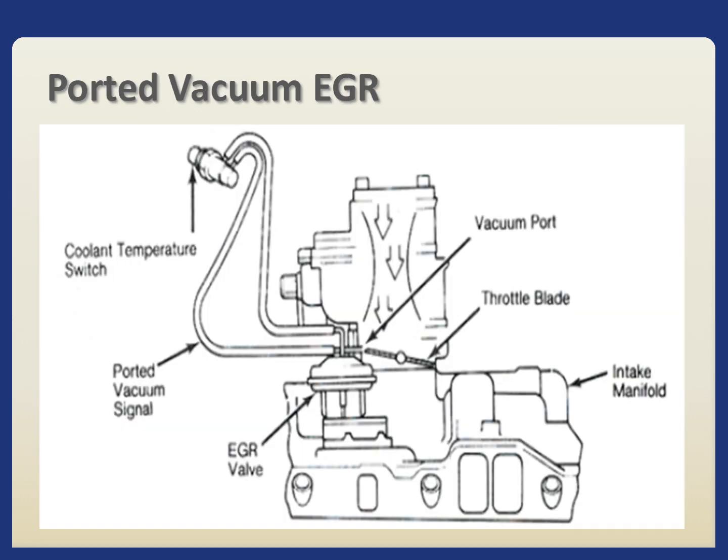The ported vacuum-controlled EGR system uses a vacuum port above the throttle plate to supply vacuum to the EGR system when the throttle plates are opened. As the throttle plate is opened, more vacuum is applied to the EGR system. If the engine is cold, the coolant temperature switch will be closed, blocking the vacuum to the EGR valve. If the engine is warm, the temperature switch will open to allow the vacuum to be applied to the EGR valve, and the EGR valve will open to allow exhaust gas to flow into the engine. Under hard acceleration, manifold vacuum decreases to almost zero, and the EGR valve closes.